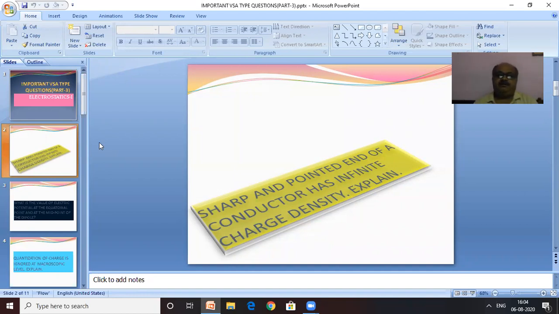Sharp and pointed end have negligible length and area of contact. So due to negligible length and area of contact of the pointed end, its charge density is infinite according to the formula linear charge density lambda equals Q by L and sigma equals Q by S. When L and S both tend to 0, then lambda and sigma both tend to infinity.